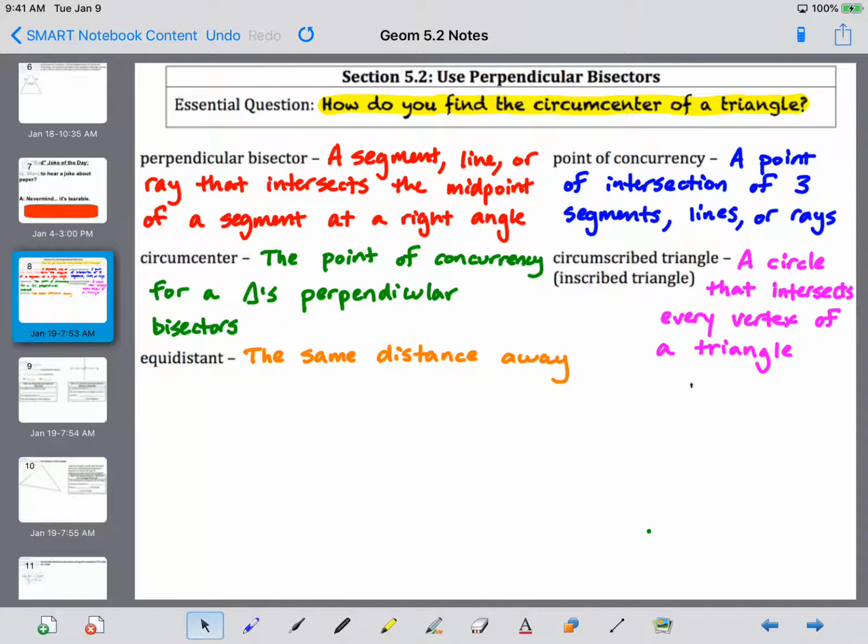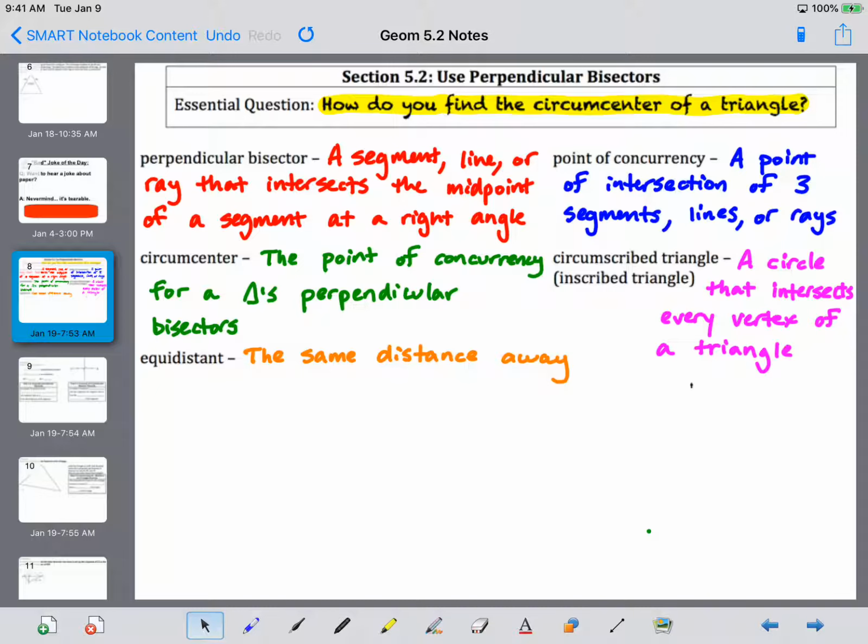Okay, so here we go. Section 5.2 is about perpendicular bisectors. So if you want to pause the video and jot this stuff down, then we'll talk about it for a little bit. Alright, so now that you have this written down, first thing is we're going to answer the question, how do you find the circumcenter of a triangle?